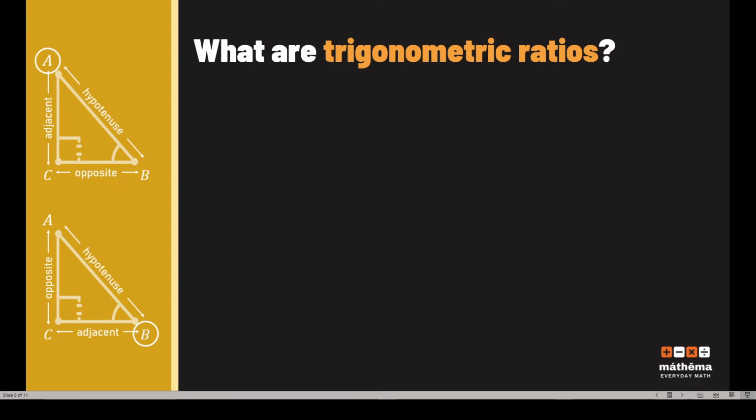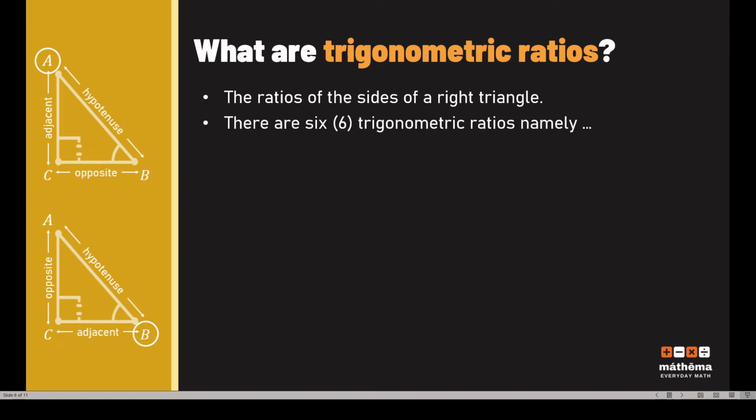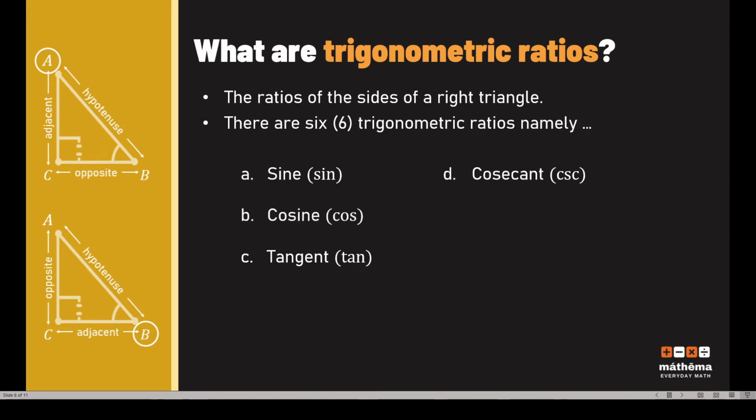So what are trigonometric ratios? Trigonometric ratios are the ratios of the sides of a right triangle. There are 6 trigonometric ratios. Namely, we have the sine, the cosine, the tangent, the cosecant, the secant, and the cotangent. Sine is written as sin, cosine is cos, tangent is tan, cosecant is csc, secant is written as sec, and cotangent is written as cot.